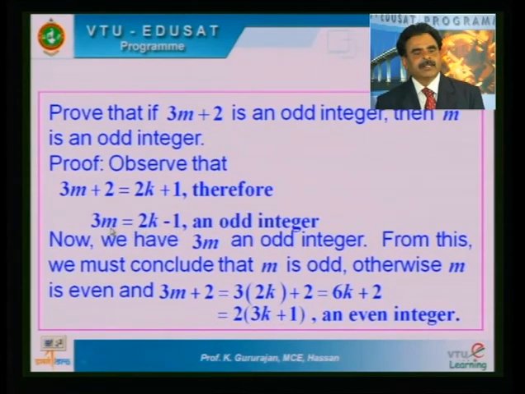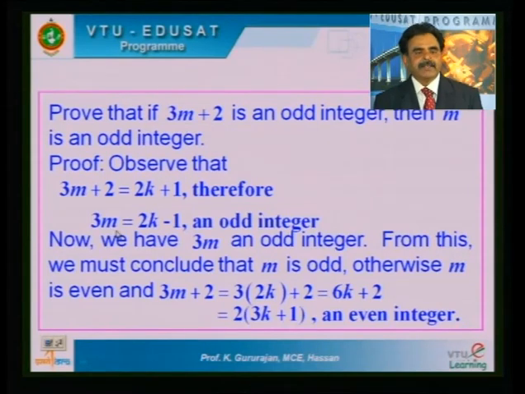Why? Because 3m I have written as 2k minus 1. We know that 2k minus 1 is also odd. An odd integer can always be written as either 2k plus 1 or as 2k minus 1. So what I got is that 3m is an odd integer. So from this, we would like to conclude whether m is odd or not.